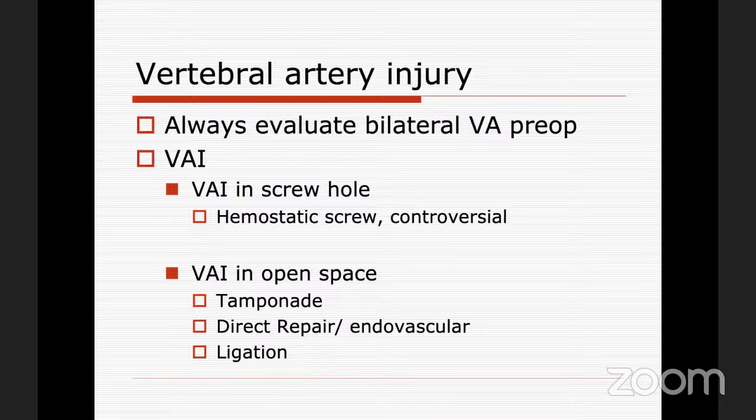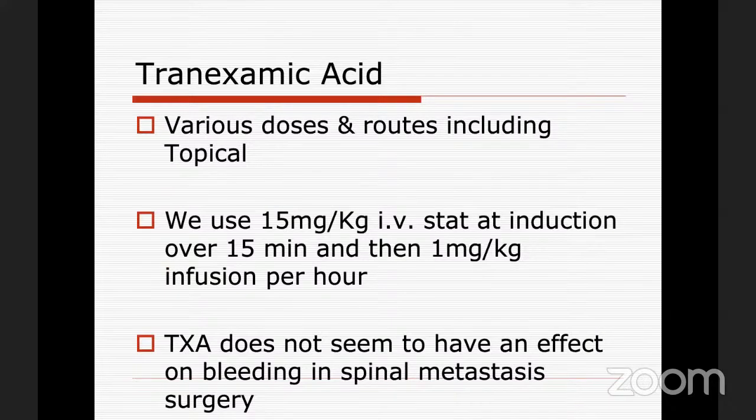One important thing is that if the vertebral artery injury has occurred in an open space, then you have to use tamponade, and then you have to call your neurovascular colleagues. They can either directly repair it, or they can use the endovascular approach, or they can ligate it if you have evaluated preoperatively that the circle of Willis is complete from the other side.